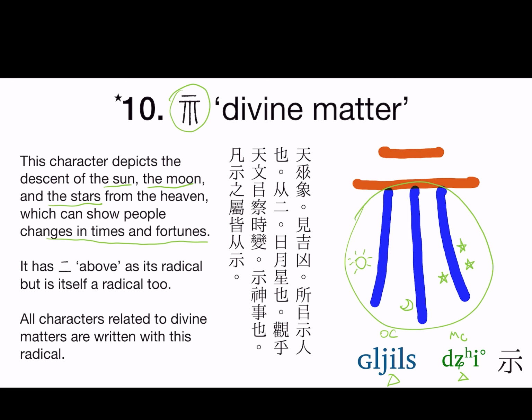As for the makeup of the character, it has the character meaning above as its radical, but is itself a radical too, so it's a radical that has another radical inside it. And according to the dictionary, all characters that are related to divine matters are written with this radical. And here's the regularized version of the character.